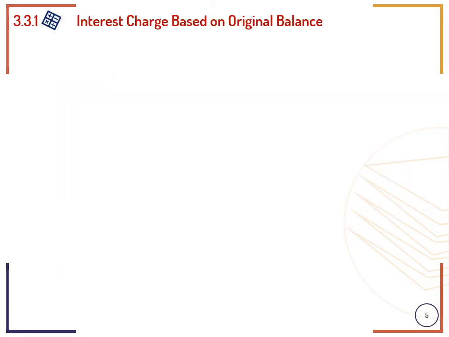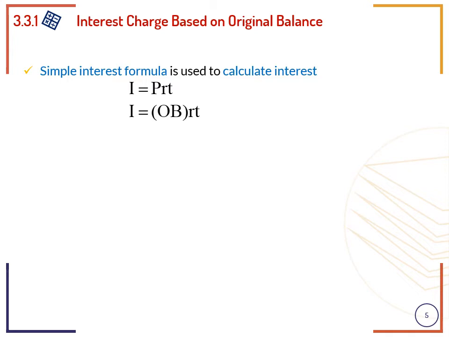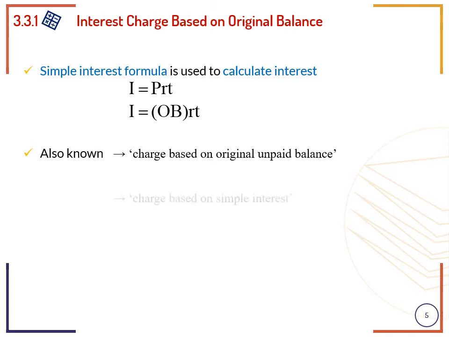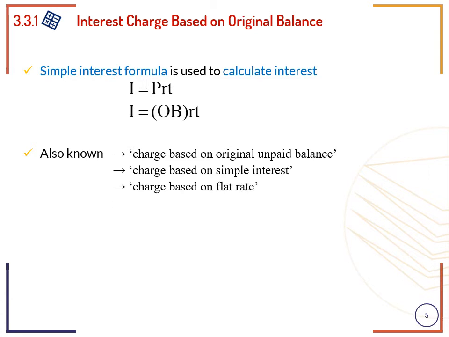Now let's look first at interest charged based on original balance. In an installment purchase, when interest is charged based on the original balance, the simple interest formula is used to calculate interest. Several expressions such as charge based on original unpaid balance, charge based on simple interest rate, and charge based on flat rate are commonly used in installment purchase, but they all mean the same thing.